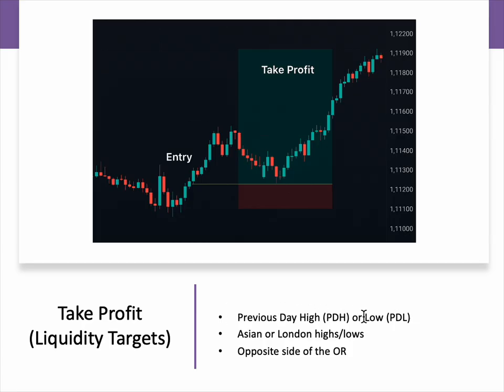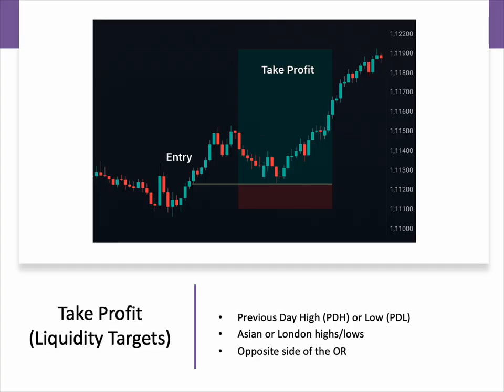Now for take profit, on the other hand, I'm usually going to be looking for previous day highs and lows, Asian session highs and lows, London session highs and lows, the opposite side of the opening range depending on how I'm trading, and also the midpoint. So it's pretty much the same concept as my stop loss, but for the stop loss I have an exact amount of points. Why? Because that's my risk for the trade. How much do I want to risk? But in take profit, I can extend it a little bit more because I always want my profit to be more than my loss.